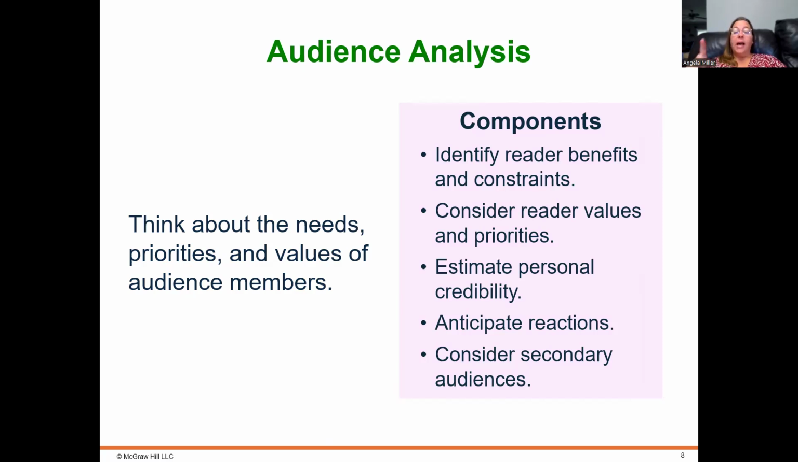Identify reader benefits and their constraints, consider reader values and priorities, estimate personal credibility, right? How much are they going to believe what you're actually telling them versus how much they are not? And do you need to supply some additional research or peer-reviewed information to add credibility? Anticipate their reaction. This is a big one. Anticipating how they're going to respond to your message allows you to confront issues before they arise. So you're answering their questions before they have a problem with it. That gives you credibility in its own right. And then consider that secondary audience. Okay.